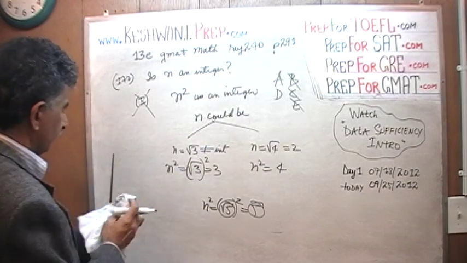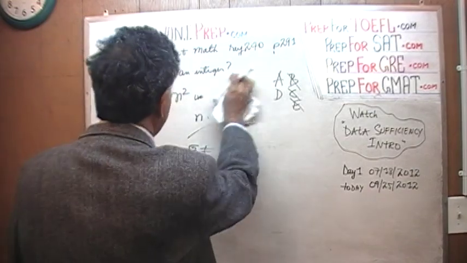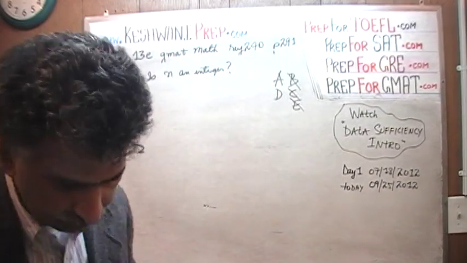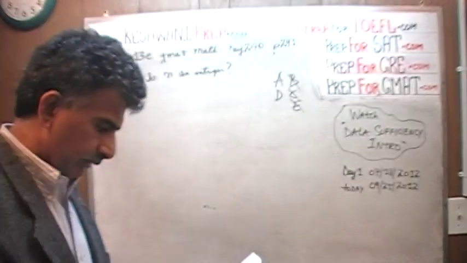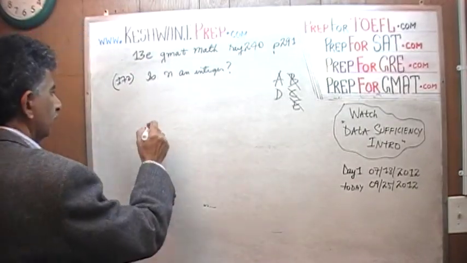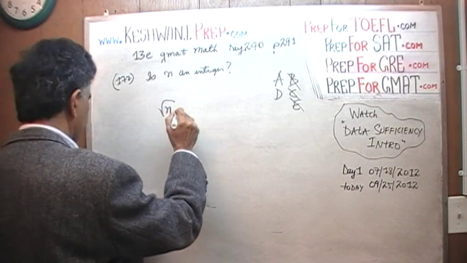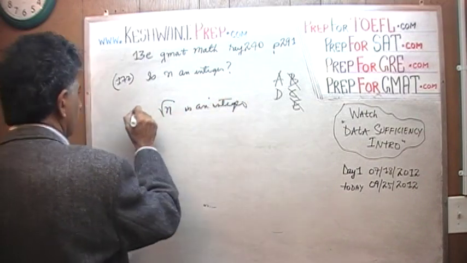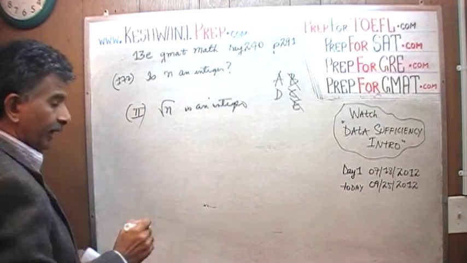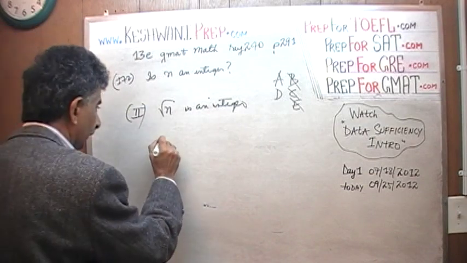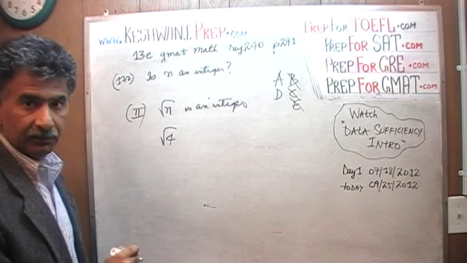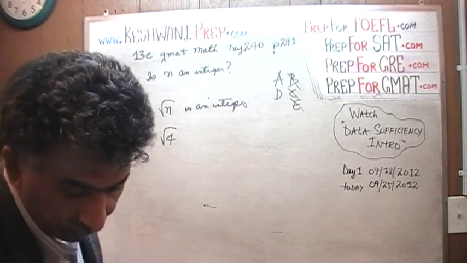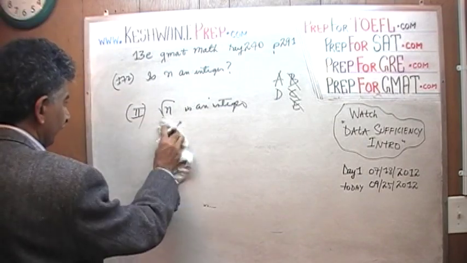Let's do the next statement. Second statement, they tell us that n squared is an integer. Well, there you go. Or rather, the square root of n is an integer. If the square root of n is an integer, well, then n must be an integer, because what's going to happen is this.